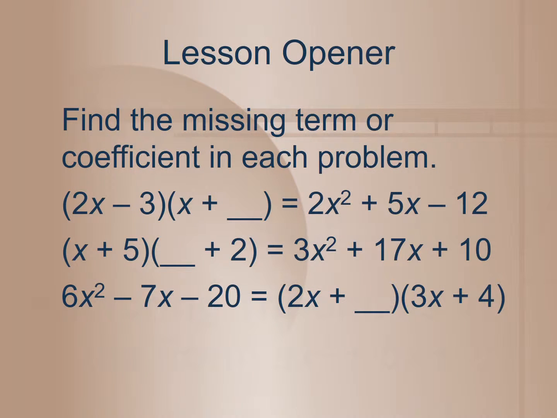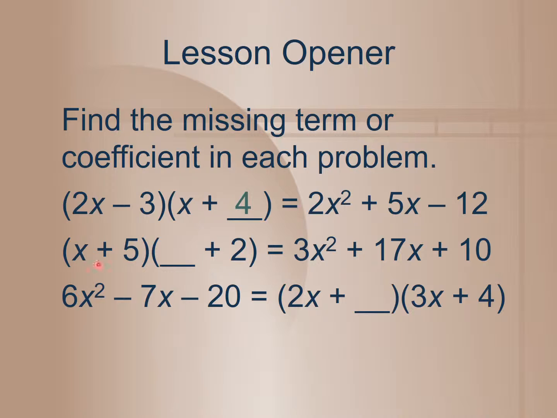We're going to begin by filling in some blanks. In this first line here, we have 2x minus 3 times x plus blank, and it's going to equal 2x squared plus 5x minus 12. Well, we know we get this minus 12 by multiplying our last terms. So negative 3 times some number has to get us negative 12. Well, negative 3 times 4 is negative 12, and so that's how we know 4 goes in this blank right here.